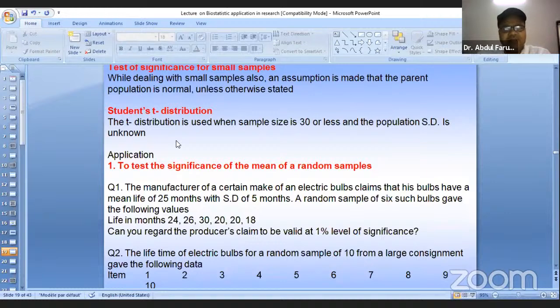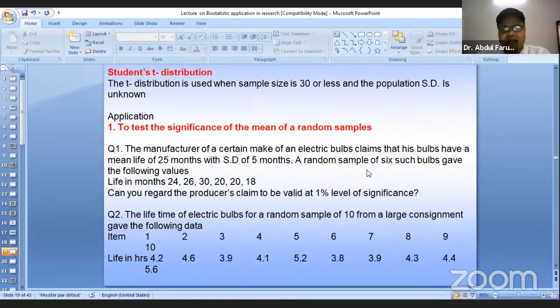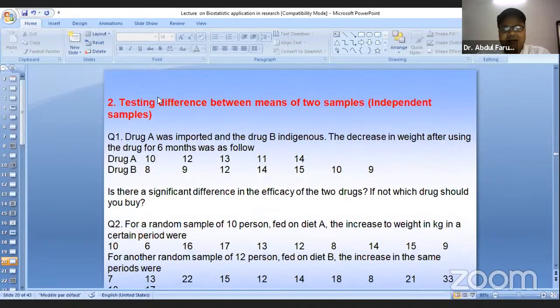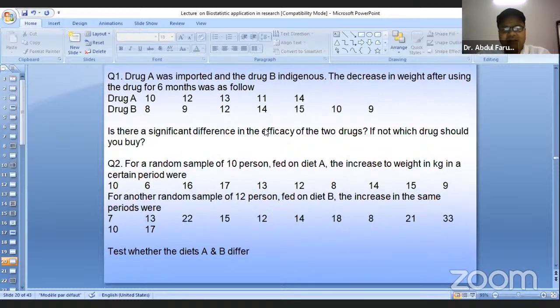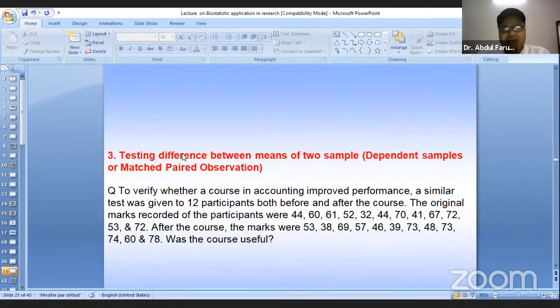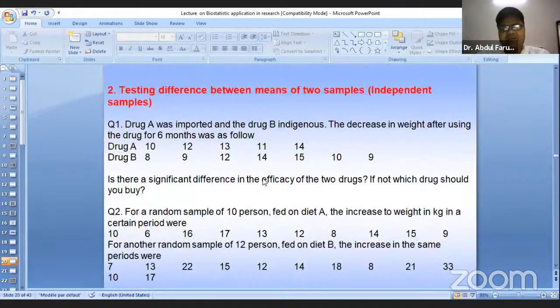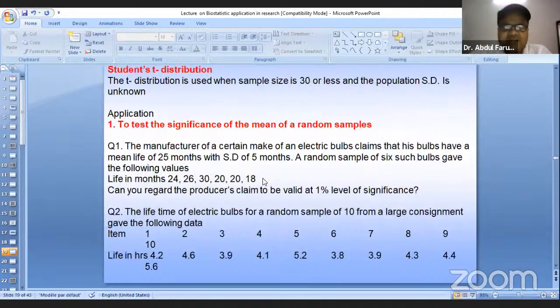अब इसके अंदर में तीन पॉइंट्स हैं. वन, टेस्ट ऑफ सिग्निफिकेंस ऑफ द मीन ऑफ द रैंडम सैंपल. दूसरा है टेस्ट ऑफ डिफरेंस बिटवीन द मीन ऑफ टू सैंपल्स, दैट इज इंडिपेंडेंट सैंपल. और थर्ड है टेस्टिंग डिफरेंस बिटवीन द मीन्स ऑफ टू सैंपल्स, दैट इज डिपेंडेंट सैंपल्स और मैच्ड पेयर ऑब्जर्वेशन. यानी कि तीन तरीके के टी टेस्ट, टी डिस्ट्रीब्यूशन होते हैं.